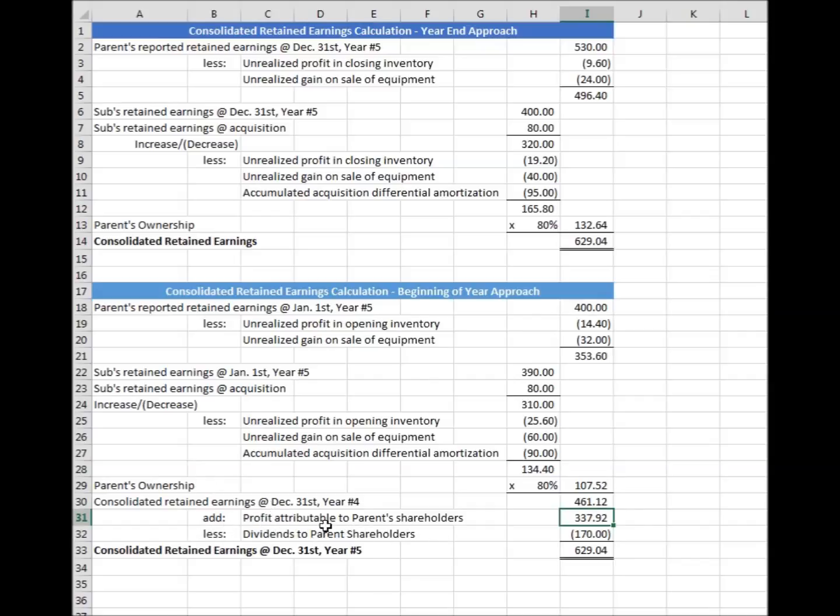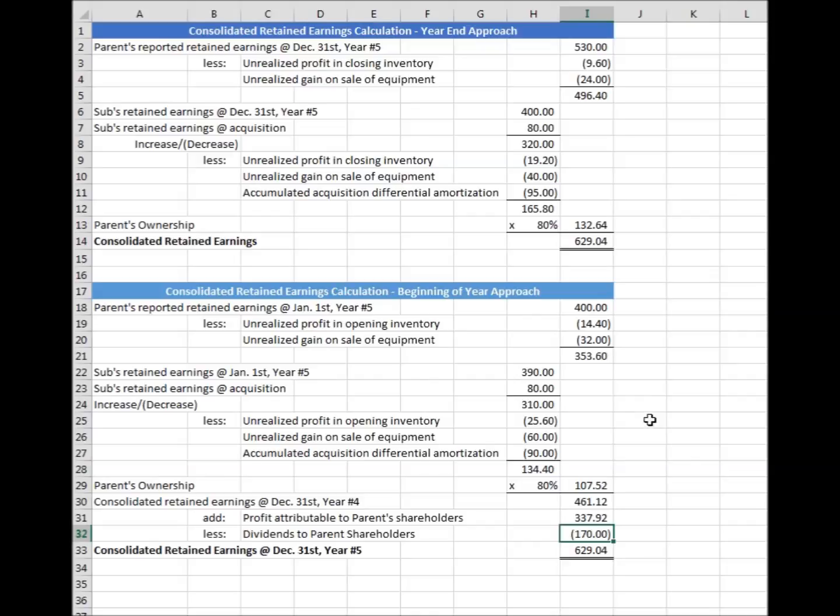We're going to take out the dividends over here that the parent had paid out. It shouldn't say to the parent shareholders. It should just be the dividends that the parent had paid out. Oh yeah, that's correct. And so we take that out, and then we should get the same value over here. Now, a lot of this information was provided to us, making this part easier. If it wasn't provided, you might not be able to do this check.